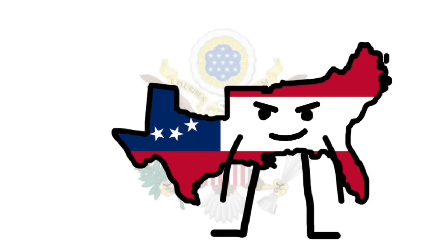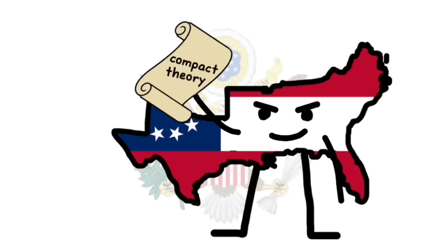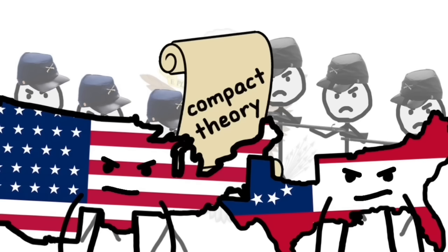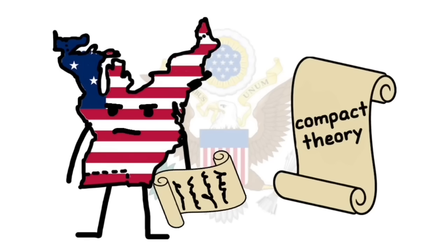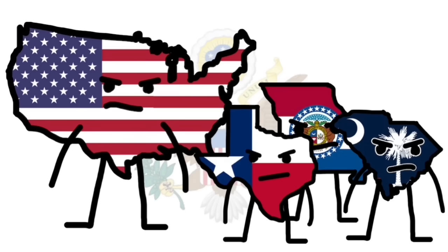To provide a legal basis for secession, the southern states adopted a radically expansive view of states' rights known as compact theory. However, while the Civil War was the most extreme use of this theory, it was far from the only one. Compact theory has roots going all the way back to the earliest years under the Constitution, and it has shaped conflicts between the federal government and the states all the way up until the present day.